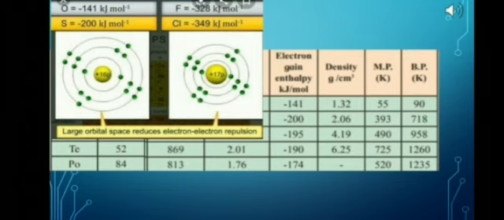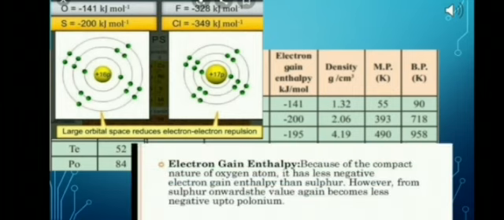Now, oxygen is more electronegative than sulfur. Oxygen has a small atomic size. In oxygen, the electron cloud is spread over a small region and therefore the charge density is higher. Due to this high electron density, the oxygen atom does not accept the incoming electron easily and therefore has a less negative value of electron gain enthalpy. The decrease in the electron gain enthalpy on moving from sulfur to polonium is due to the decrease in the electronegativity on moving down the group.